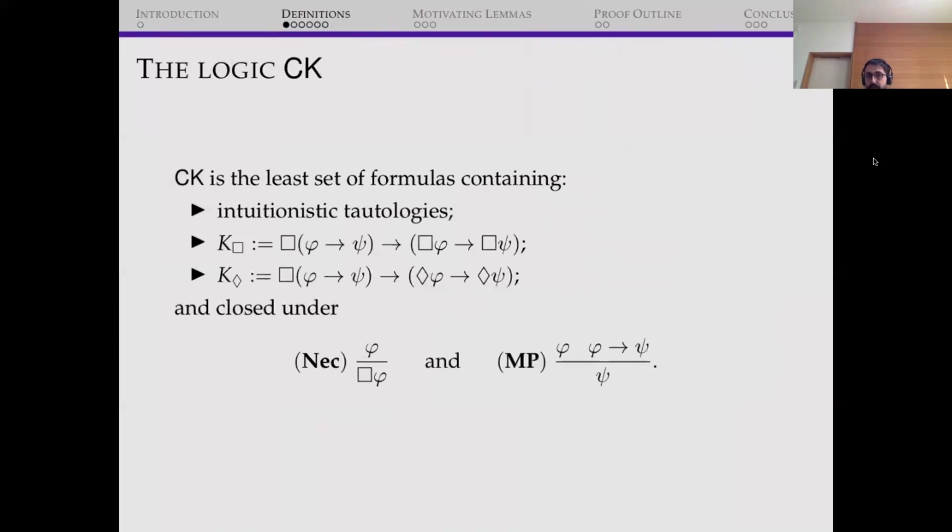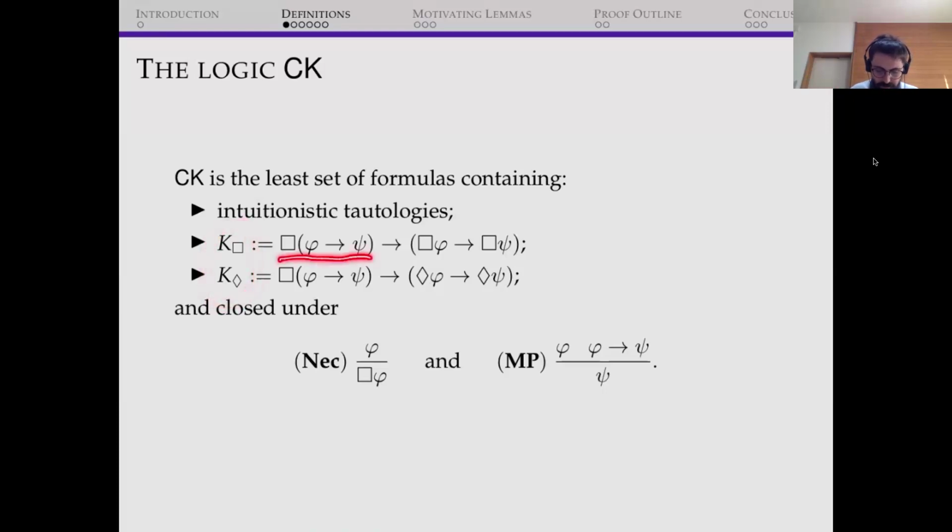So first, the logic CK. Our formulas are those generating modal logics. We have conjunction, disjunction, implication. We have boxes and diamonds. We have bottom here because it's convenient. And this logic CK is going to be the least set of formulas that contains all the intuitionistic tautologies and these two variants of the axiom K.